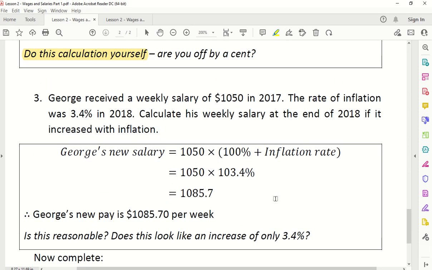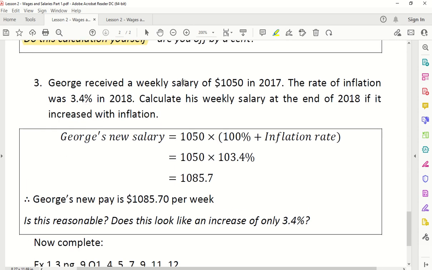Alrighty, last example before you guys get started on the textbook work. George receives a weekly salary of $1,050 in 2017. The rate of inflation was 3.4% in 2018. Calculate his weekly salary at the end of 2018 if it increased with inflation.